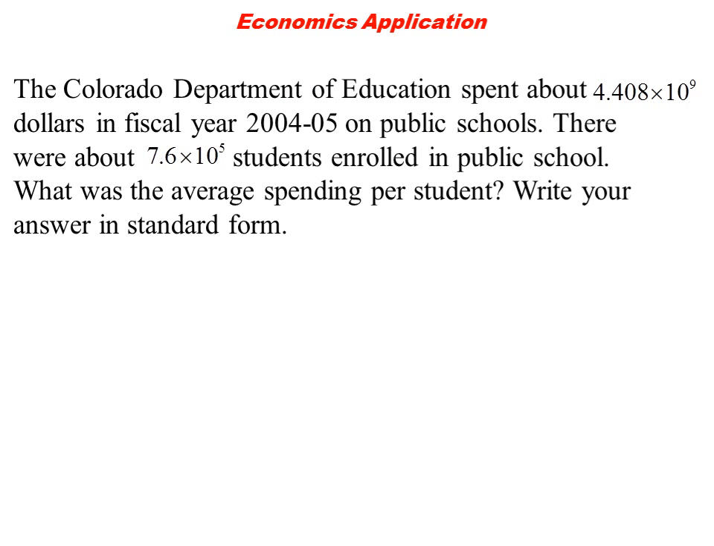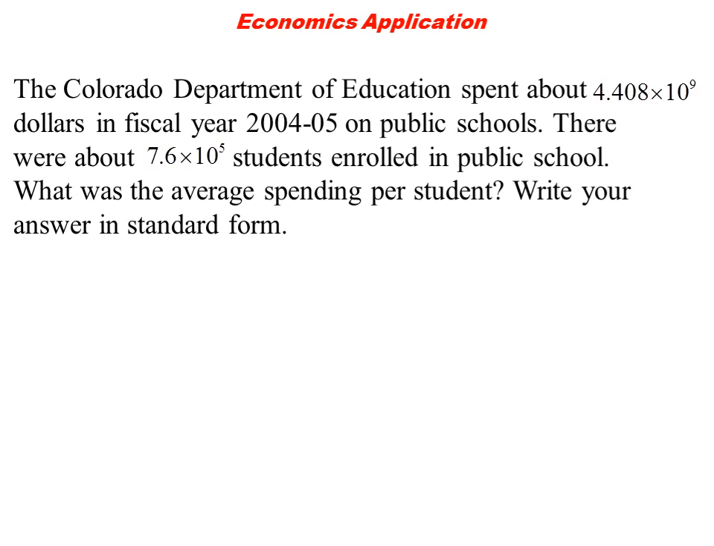Now here's a word problem we're going to do. Okay, the Colorado Department of Education spent about 4.408 times 10 to the 9th dollars in fiscal year 2004-2005 on the public schools. There were about 7.6 times 10 to the 5th students enrolled in public schools. What was the average spending per student? Write your answer in standard form.